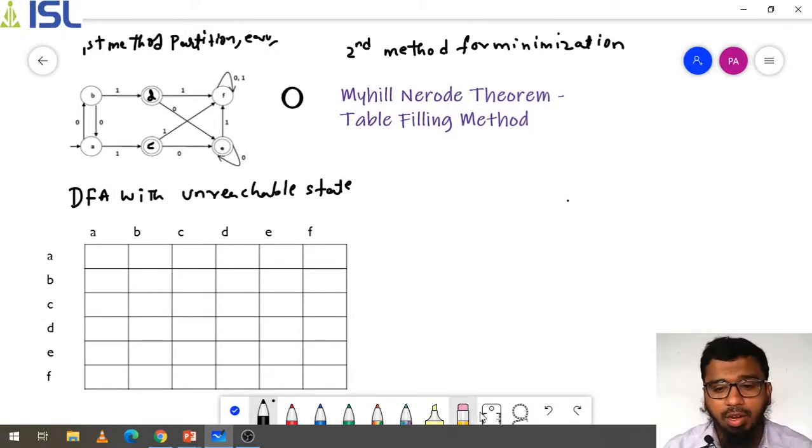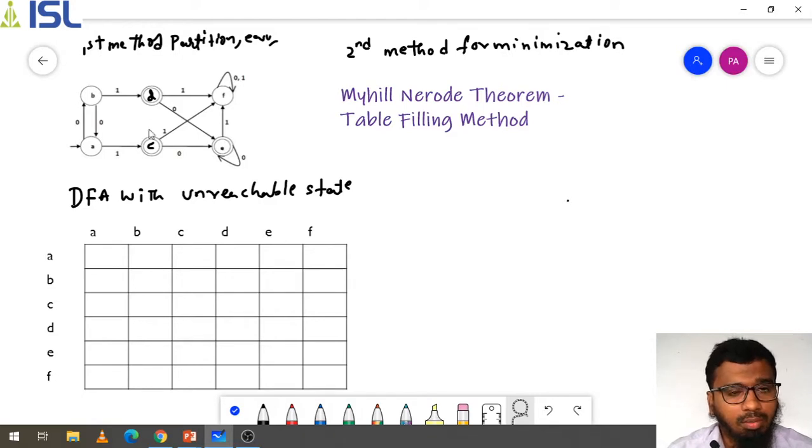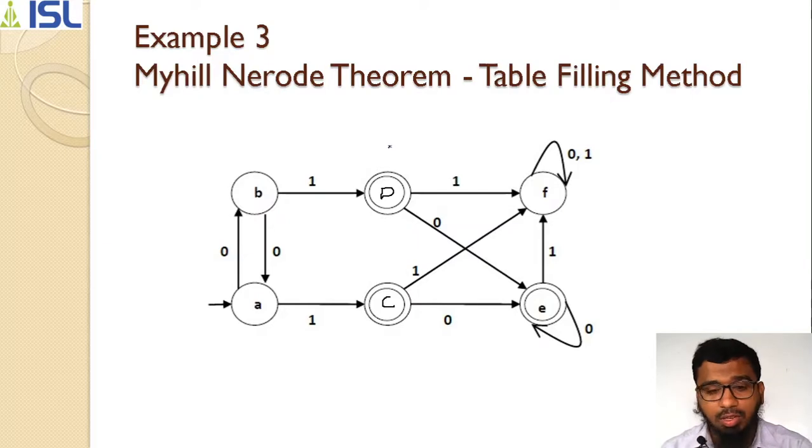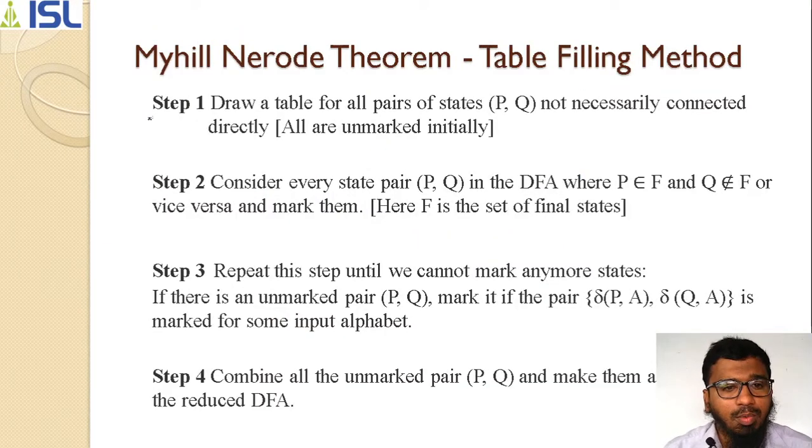Here we need to select this and delete. Okay, so this is our graph. This is a DFA. With the help of this we need to solve using the Myhill Nerode theorem or table filling method. In the table filling method, it has some steps. What are the steps? We will see here.